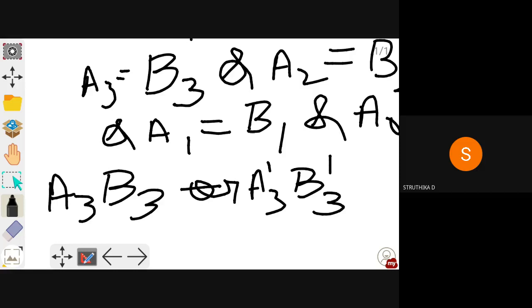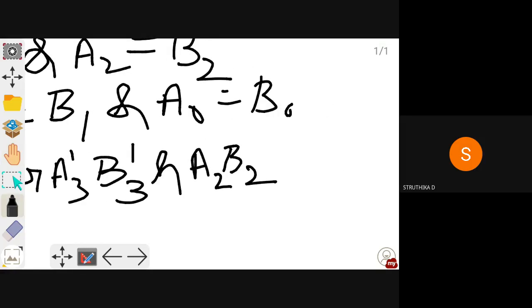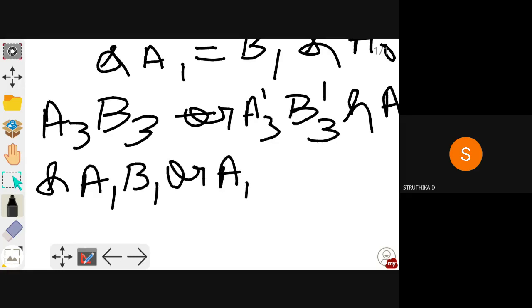So this is the condition for a3 equal to b3. Then same condition for a2 equal to b2. So a2 equal to b2 means if a2 is equal to 1, b2 should also be equal to 1, or a2 equal to 0 means then b2 is also equal to 0. And what is the condition for a1 equal to b1? a1 is 1 means b1 is also 1, or a1 is 0 means b1 is also 0.